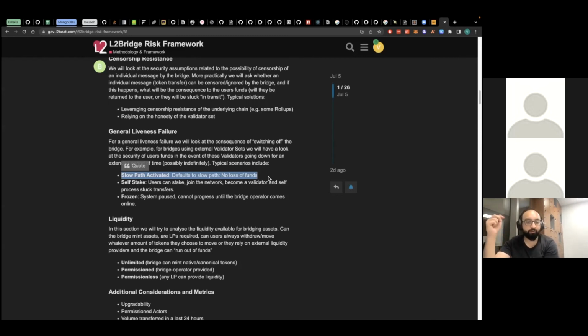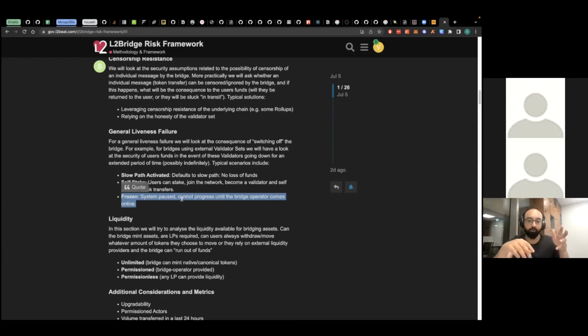The third one is frozen, right? Meaning if a bunch of validators or a bunch of these off-chain systems get shut down, the system is paused. Anyone who has deposited money on the source side has lost their funds, and the bridge cannot or does not want to process these transactions, right? So frozen here could mean two things, right? Frozen could mean that the validators want to run away with the money, or it could mean that the users have lost the money, right?